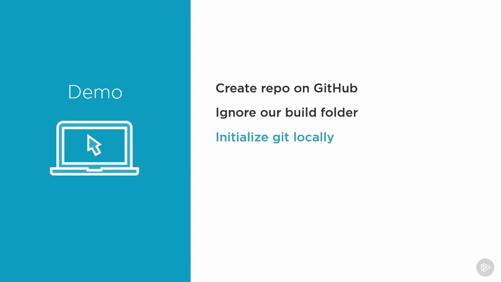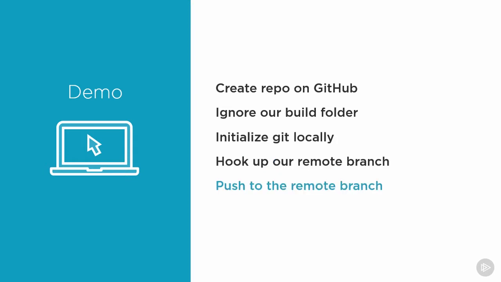Then we'll turn our local folder into a local Git repository by using a git initialize command. After that, we'll configure the local repo to be remotely connected to the GitHub repository we set up in our first step. Then we'll do an initial push from the local folder into the remote repo, which will push all of our source files up into GitHub.